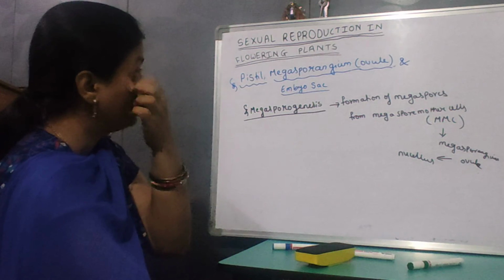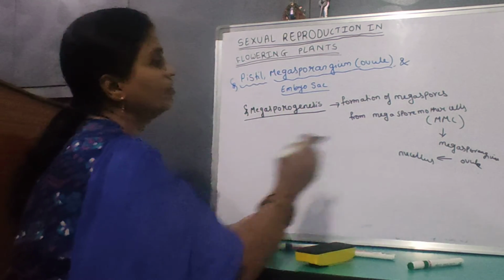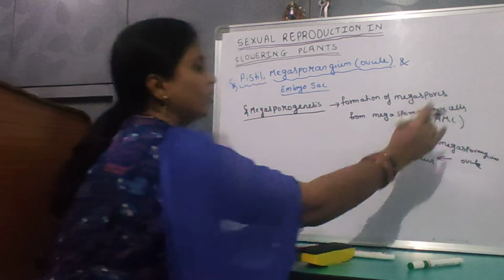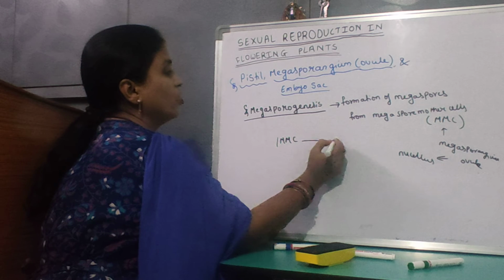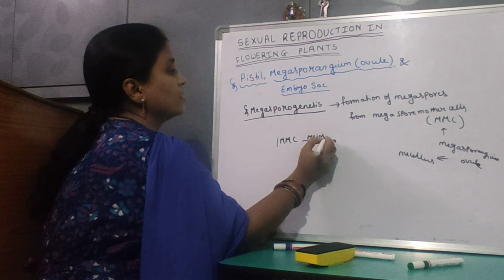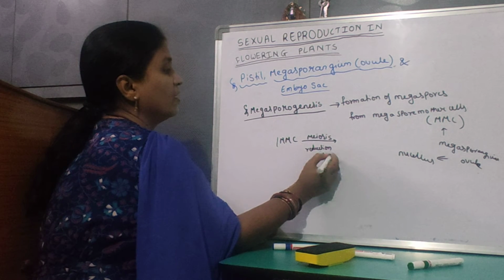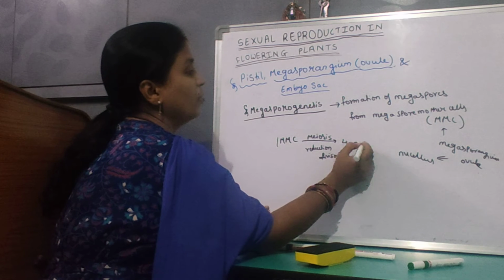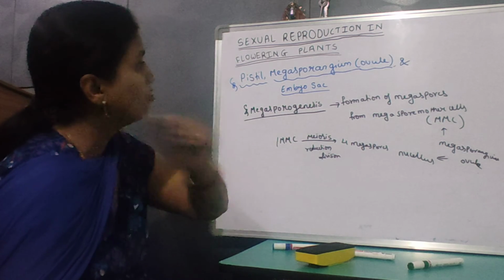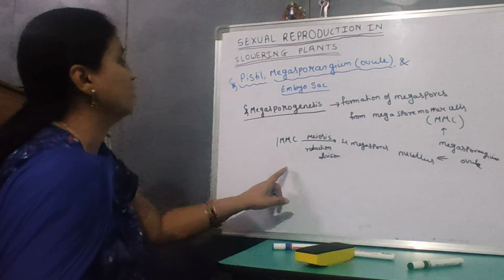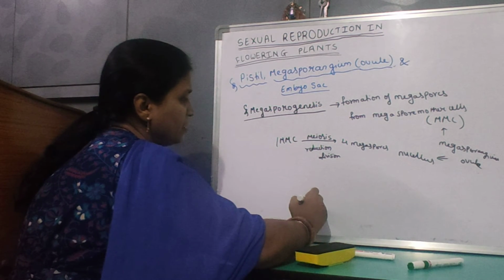So one megaspore mother cell is going to undergo meiosis, or the reduction division, which will result in 4 megaspores. So these megaspore mother cells are present inside the nucellus. Okay, so let us draw a diagram now. Take for example, this is the nucellus, isn't it?